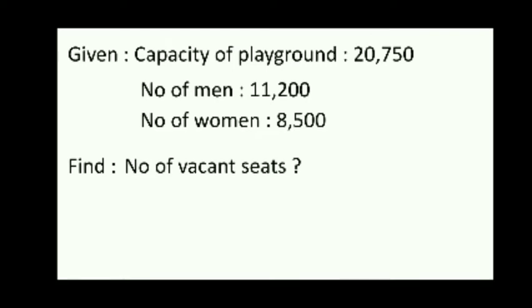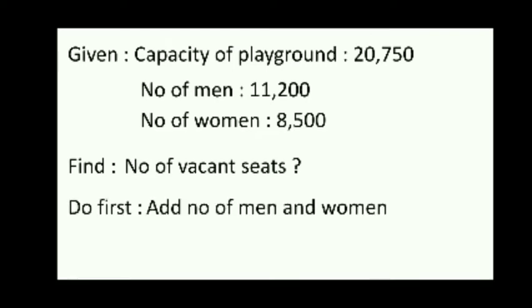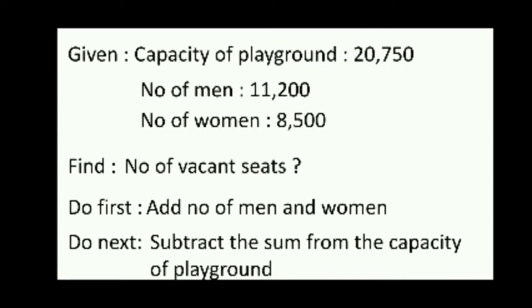Now, which operation are we going to do first? First, we will add the number of men and women. Then, what are we going to do next? After we get the sum of the number of men and women, we are going to subtract that sum from the capacity of playground. That means from 20,750. And after subtracting, the answer that we get, that is the number of seats that have remained vacant. That means that have remained empty. So now let's begin with the method.